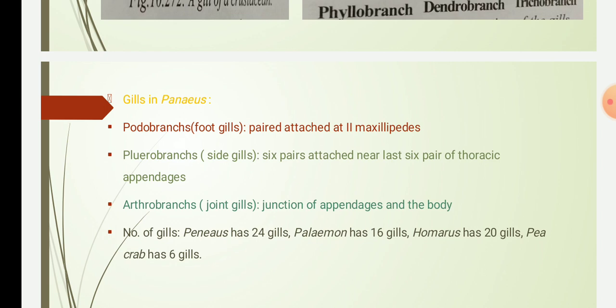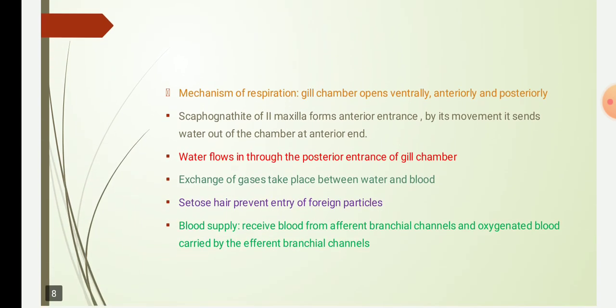Okay, then next is how this mechanism of respiration is carried out by the gills. These gills lie in the branchial chamber. Okay, and it is covered by a branchiostegite. Okay, so this gill chamber opens ventrally, anteriorly, and posteriorly. Okay, and this gill chamber at the anterior will be having a scaphognathite, which is placed at the second maxilla at the anterior, and it forms the entrance for the gill chamber.